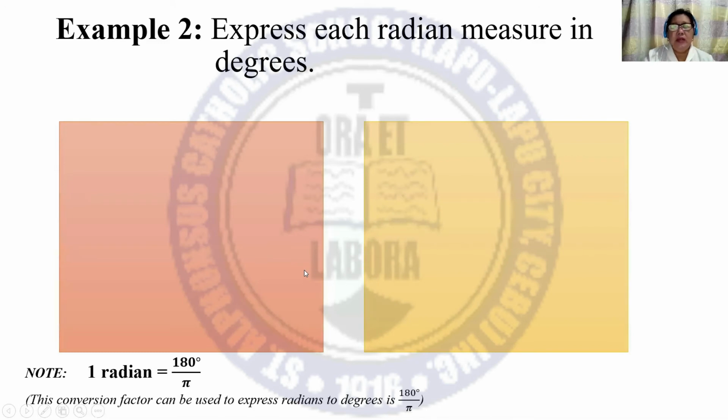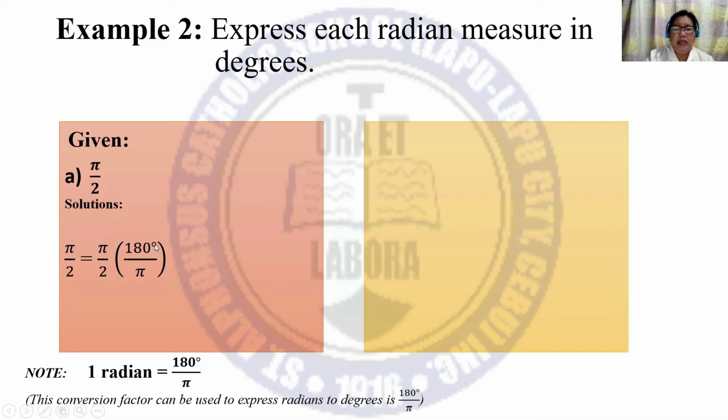Next, let us express radian measure in degrees. So given pi over 2, for the solutions, we have to multiply pi over 2 with 180 degrees over pi. By this time, we can cancel pi. So, what we have is 180 degrees over 2, which is equivalent to 90 degrees.